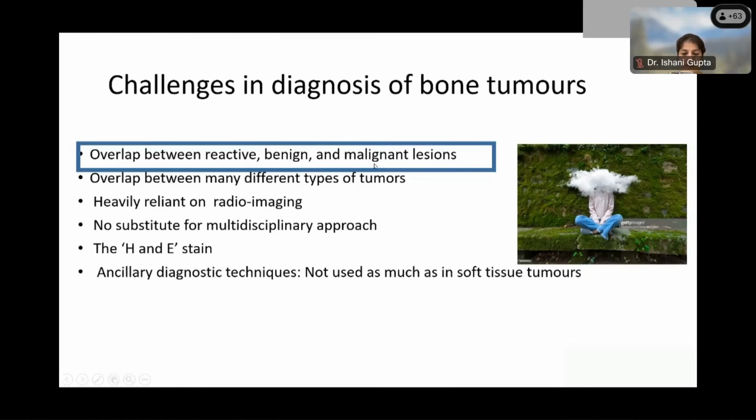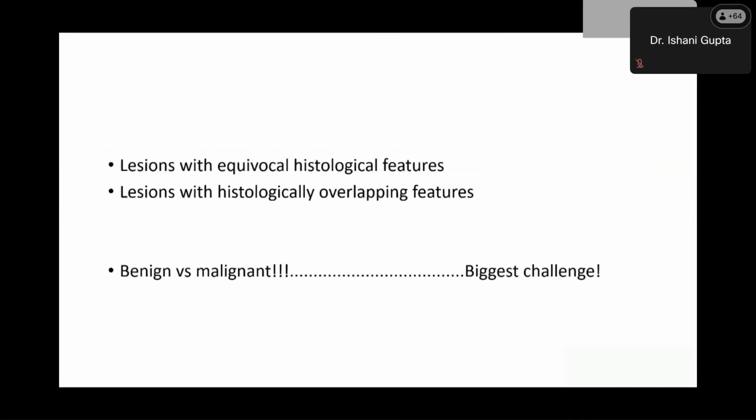This first point is very important, that there is an overlap between reactive lesions, benign lesions, and malignant lesions. A reactive lesion like fracture callus or certain benign conditions like myositis ossificans can mimic osteosarcomas so closely that it is a big trap laid down everywhere for the pathologist. And this problem of benign versus malignant, I don't think in any other oncologic system this problem exists as much as it exists in bone.